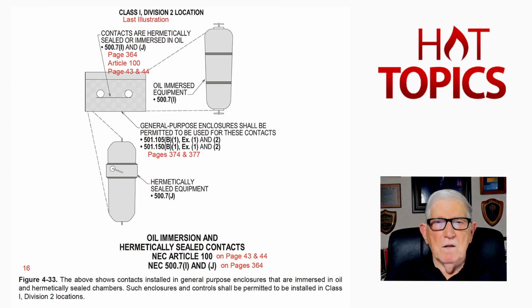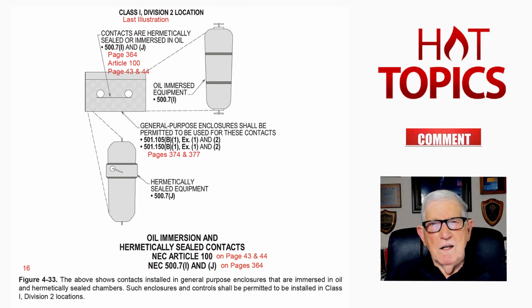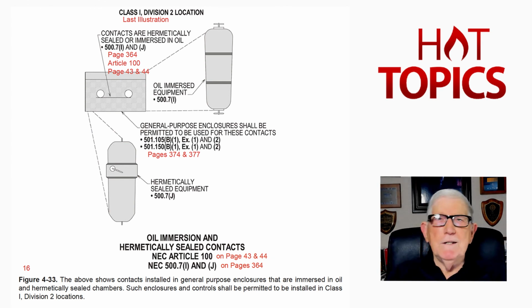We would also pick up 501.150b and the exception that would deal with all emerged type. So here we have all emerged at the top of the illustration, hermetically sealed at the bottom, and notice all of these types of systems can be used in a Class 1 Division 2 location, but not a Class 1 Division 1.